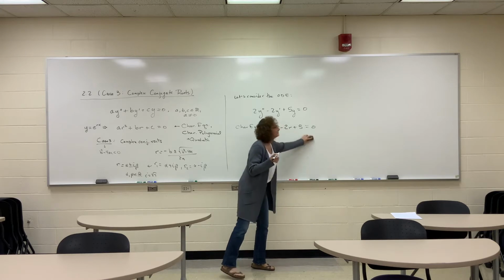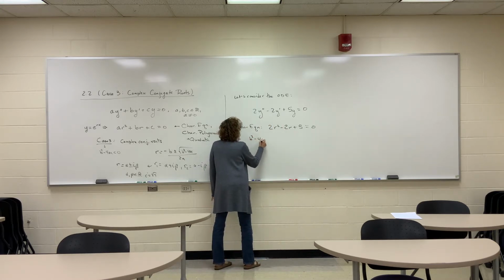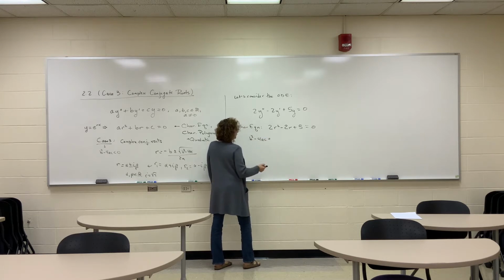So it's pretty clear this isn't going to factor. We can double check, right? b squared minus 4ac. What is b squared minus 4ac? What is b?